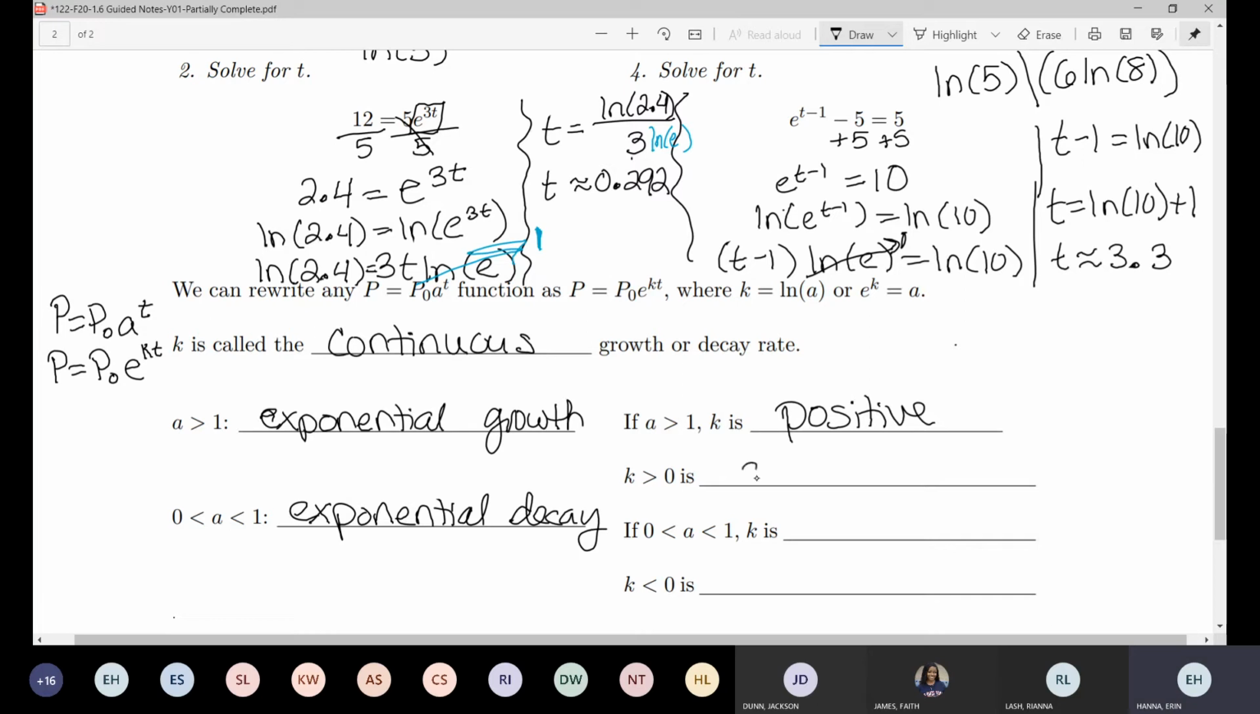So if k is positive, we have growth. I'm going to stop writing the word exponential because I'm being lazy, but it's technically exponential growth. And if a is between 0 and 1, k will end up being negative. So if you're ever given a k value that's negative, you know it's decay. Or if you see continuous decay, that's weird phrasing, but decaying at a continuous rate of, you would know that continuous tells you the k value, decay tells you it's negative.